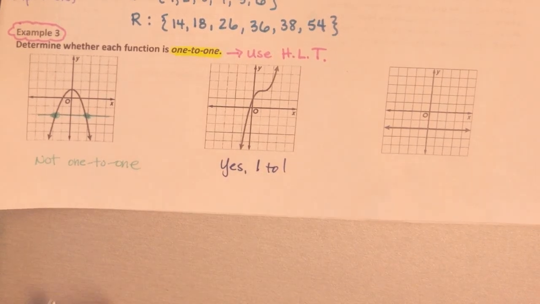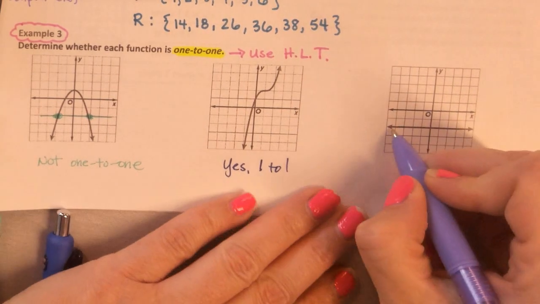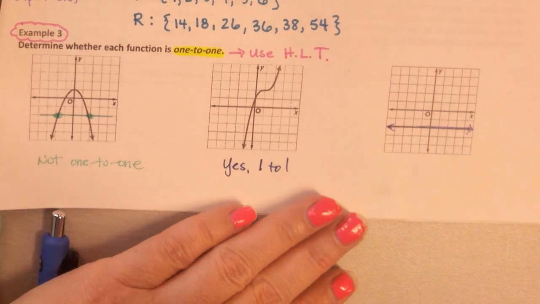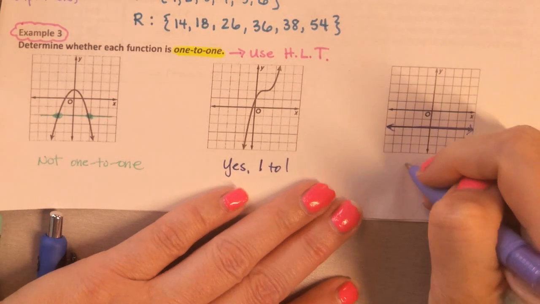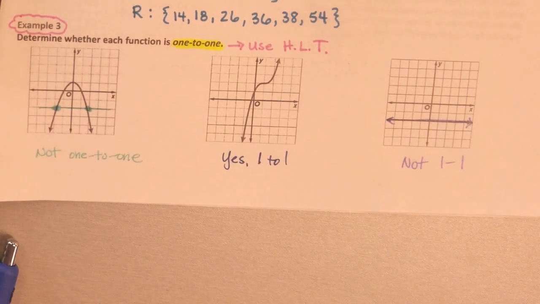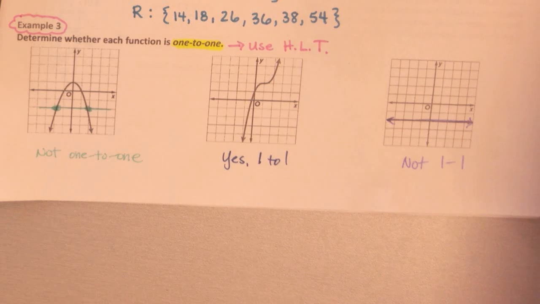And then for the last one, is that 1-to-1 or not 1-to-1? Nope. In fact, you have an infinite amount of points because if you use the horizontal line test, it hits it all. Okay, so this is not 1-to-1. So you can choose which one you like the best, okay? Or which formation.